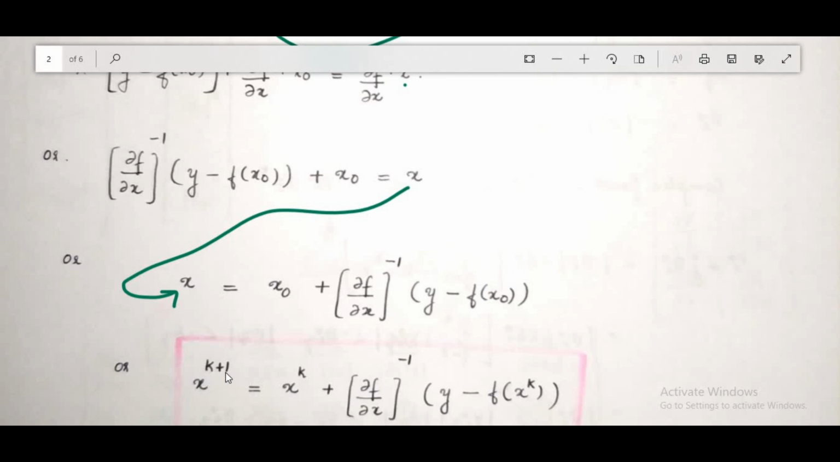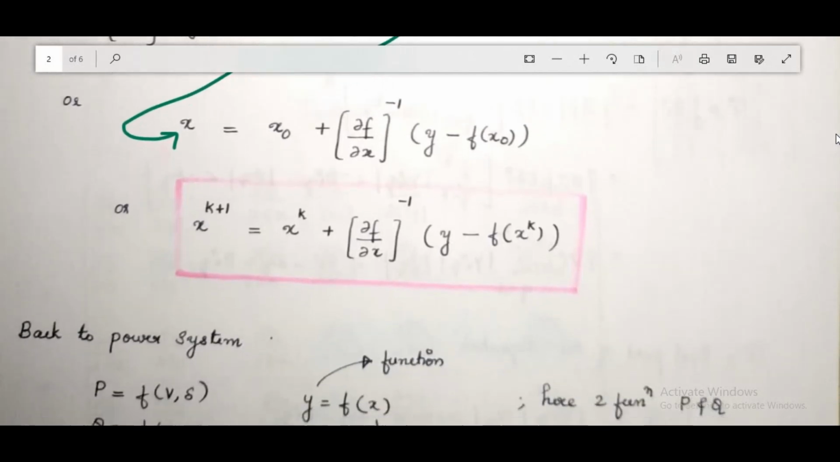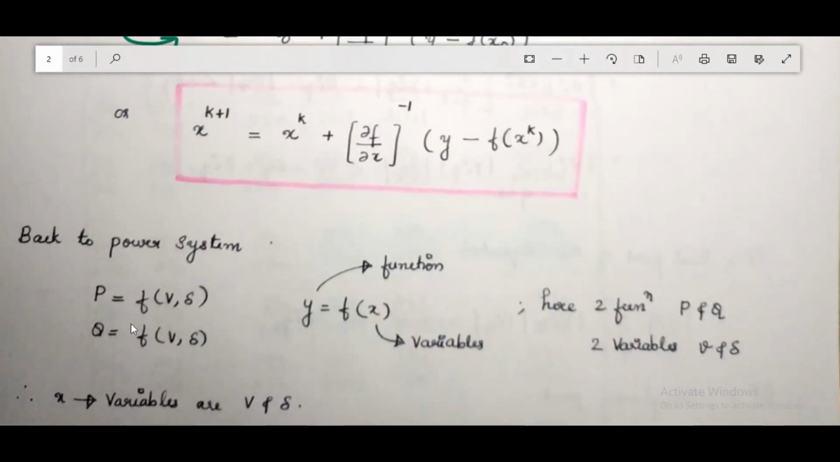I am writing it as x raised to k plus 1 is equal to x raised to k. That means x raised to k plus 1, if it's the present state, then you can say that x raised to k is the previous state. Okay? Plus dou f by dou x inverse into y minus f of x raised to k. So this is one equation, or this is a pure mathematical background based on the Taylor series. Now with this, we are going to compare this condition to our power system. I hope this much is clear to you.